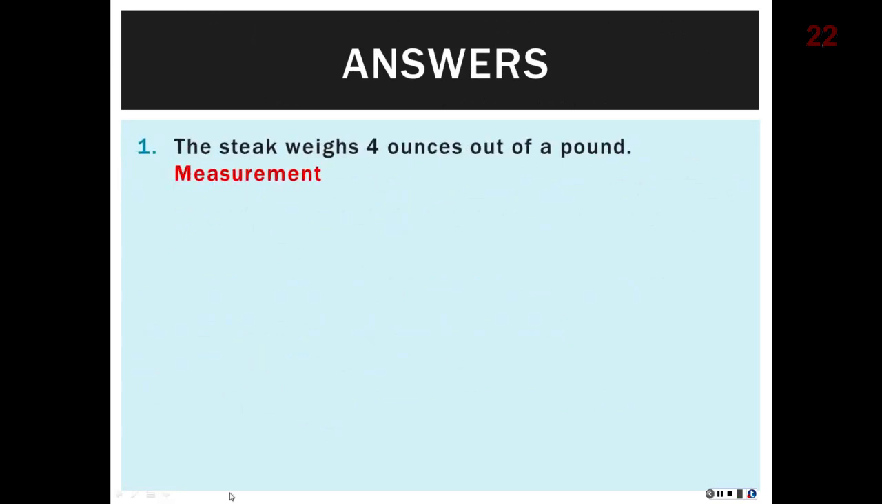I had measurement for number 1. What did you guys have? You could have said 4 ounces is part of 16 ounces, which is a pound, right? But what makes it measurement, though? Weight. Isn't weight a category of measure?